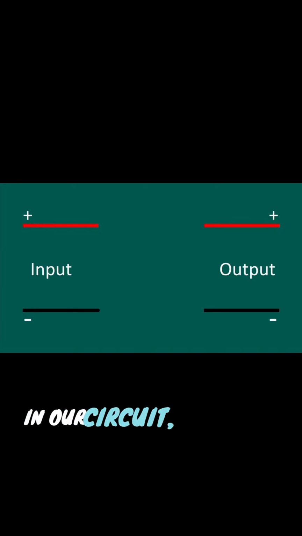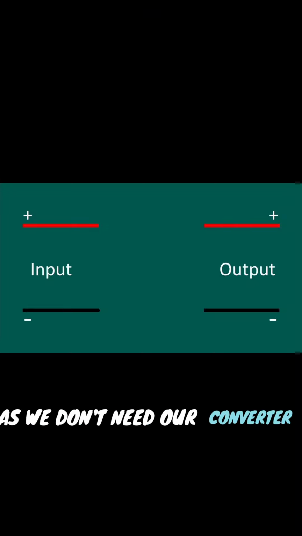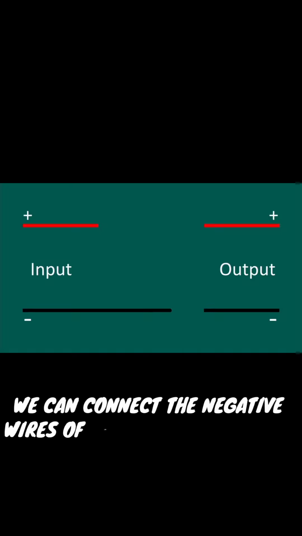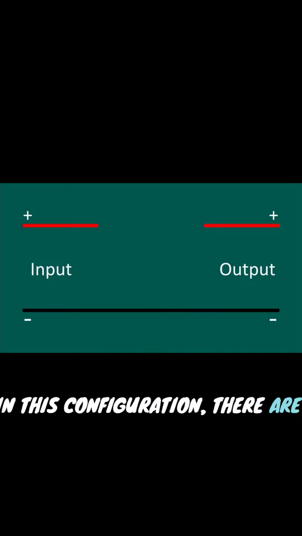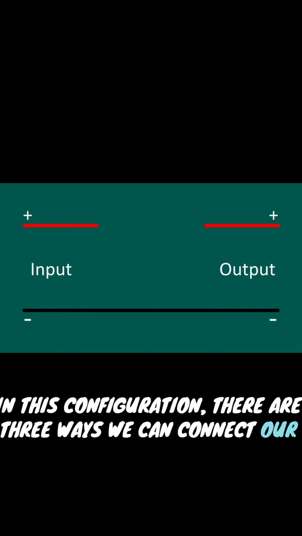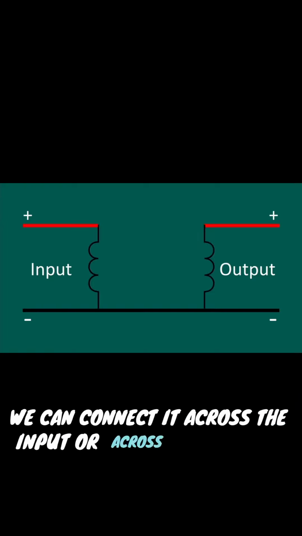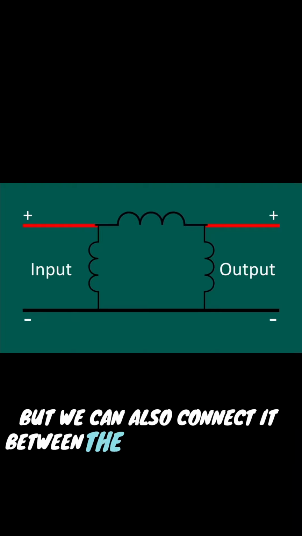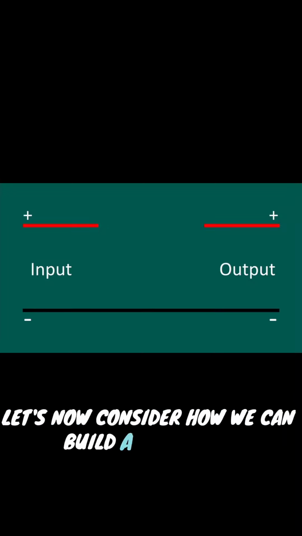In our circuit, we have an input and an output. As we don't need our converter to be isolated, we can connect the negative wires of the input and output together. In this configuration, there are three ways we can connect our inductor. We can connect it across the input or across the output, but we can also connect it between the input and output. Let's now consider how we can build a converter.